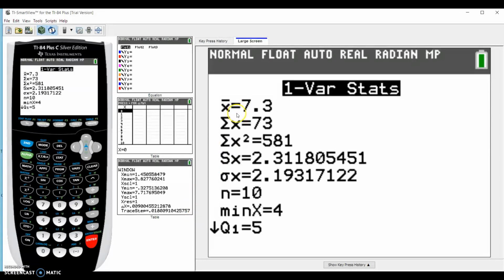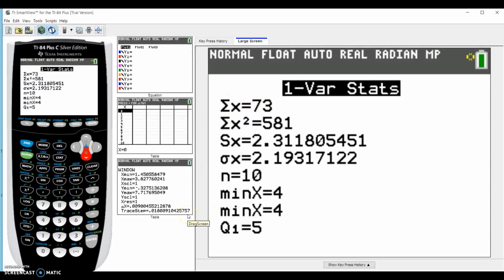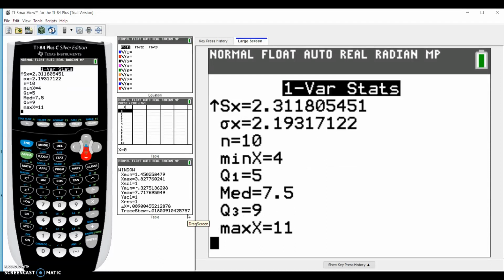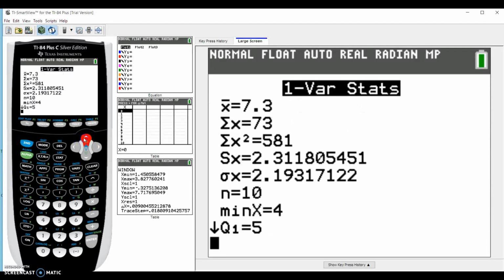And this gives us our mean, our standard deviation, our quartiles. If we scroll down, we've got the first quartile, the median, the third quartile, the maximum value. This is giving us some nice summary statistics. The important thing to remember here is which of these two standard deviations are we using. We're always going to use the first one.